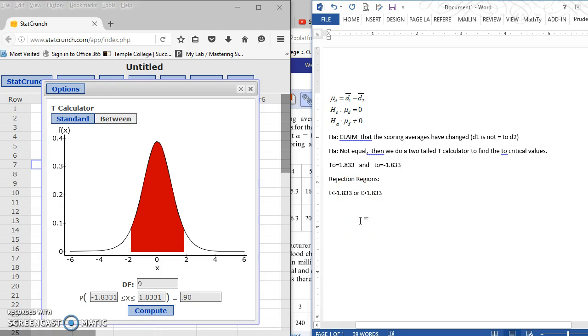Now, we've got our rejection region, but now we need to determine our standardized test statistic. And for this one, we will have to run the t-stat test, but it will be for paired data.